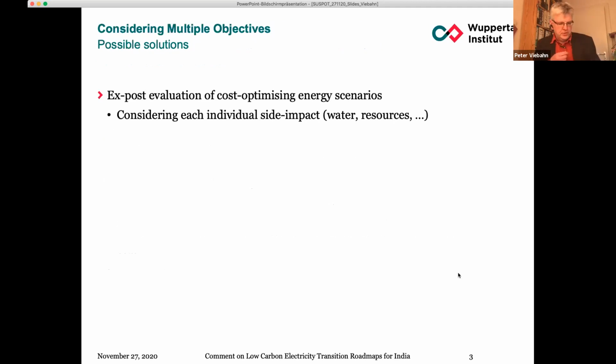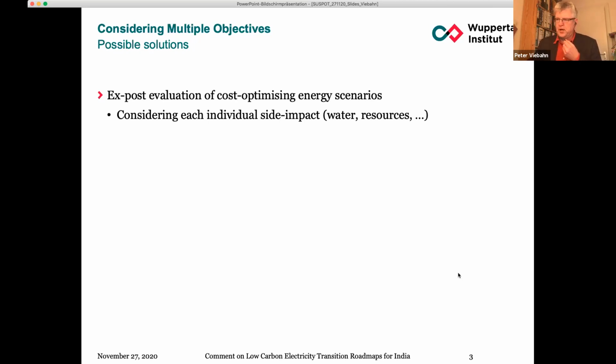How could we solve this? I collected some different ideas, possible solutions. The first one, the easiest one, is the ex post evaluation of cost-optimizing energy scenarios. As you did in your study, and I think you showed how difficult it is and how large the differences are if you consider all the different scenarios. So you consider each individual side impact: water consumption, resource consumption, job effects, and so on.